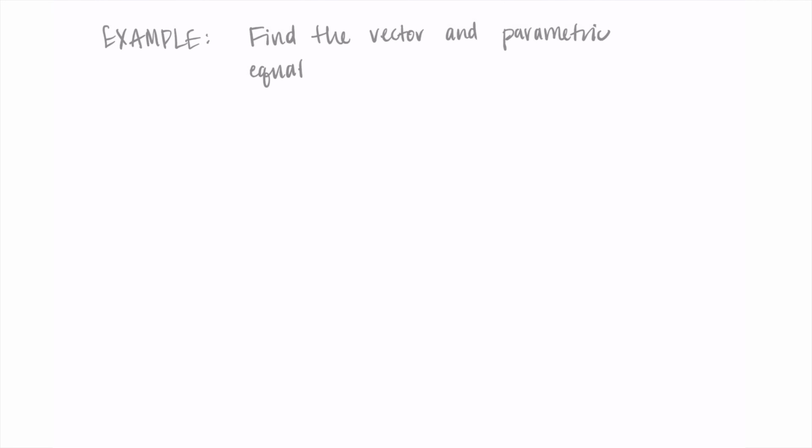Okay, so for our example, first we just need to practice with our formulas for the vector and parametric equations of a line. So I just want us to find these equations for some points. So let's find the vector and parametric equations. And these are for a line. And I'll give you a point and a direction.